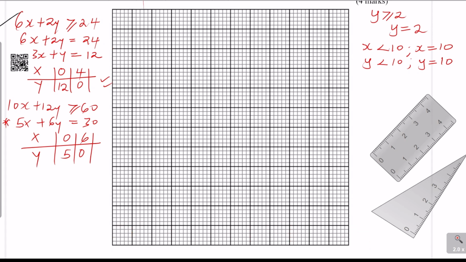So after forming the inequalities, now we can draw these lines. So let me draw the x and the y axis by looking at these values that I have.